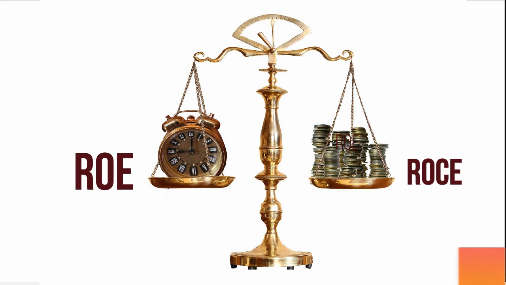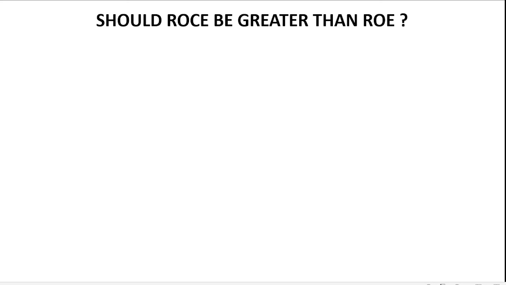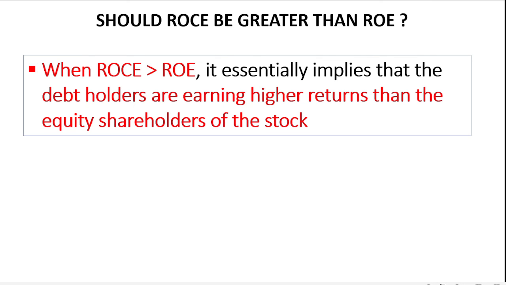The answer is that it should not necessarily be, simply because when ROCE is greater than ROE, it essentially implies that debt holders are earning higher returns than equity shareholders of the stock. So if you have 100 stocks of ITC and their ROCE is greater than ROE, then it is better to hold the bond of ITC instead of their shares. When ROCE is greater than ROE, it essentially means that debt holders are earning higher returns than equity shareholders.